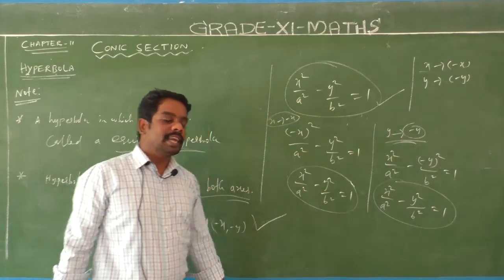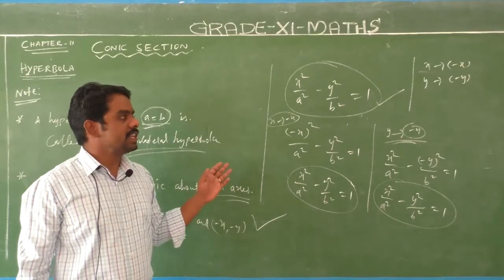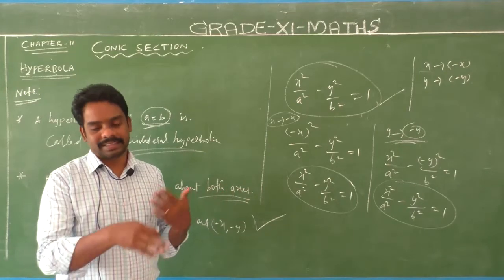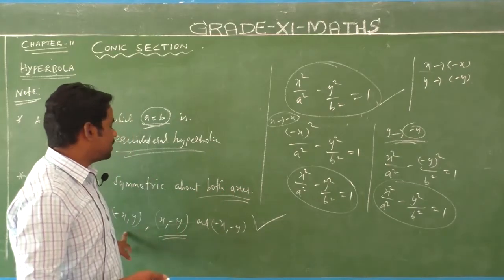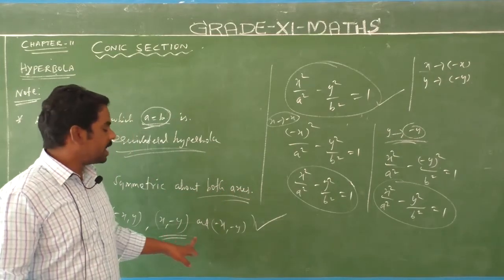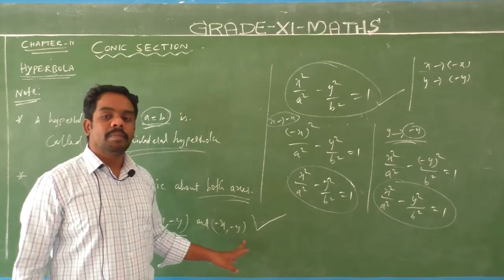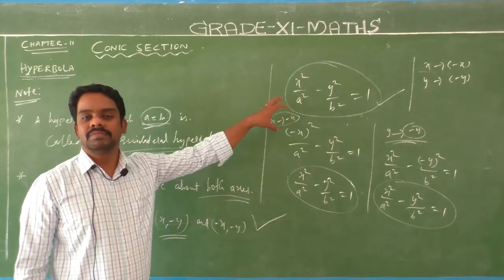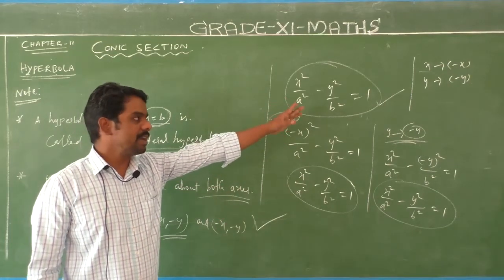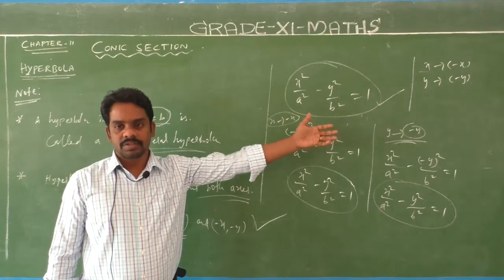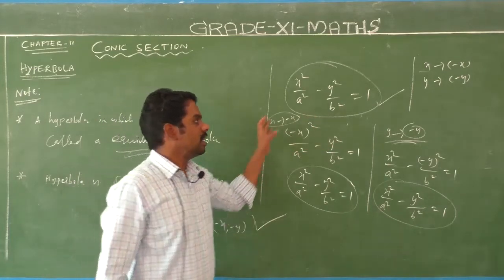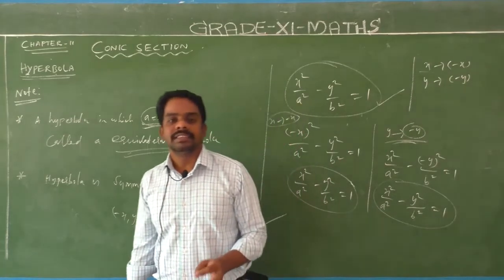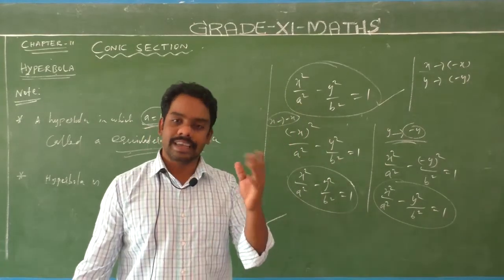So this equation x squared by a squared minus y squared by b squared is equal to 1 is symmetrical about both axes. So these three points, minus x comma y, x comma minus y, and minus x comma minus y, lie on the same curve, x squared by a squared minus y squared by b squared equal to 1. So these points lie on the hyperbola. Therefore, the given hyperbola is symmetrical about both axes.